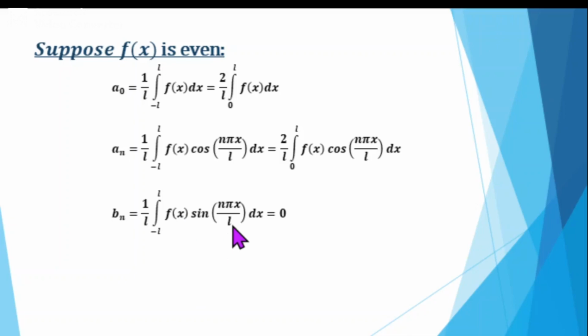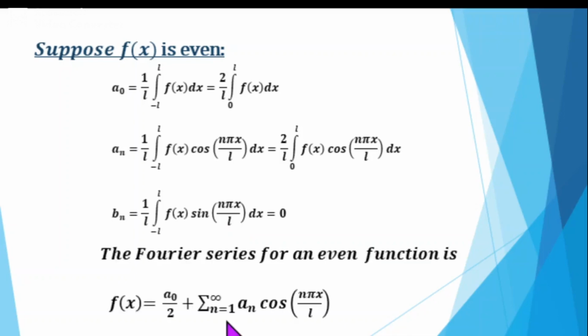So we have bn will be equal to 0. And the Fourier series for even functions, we get f of x equal to a0 by 2 plus summation n from 1 to infinity an cos n pi x by L. Here note that an even function has only cosine terms in its Fourier series expansion.